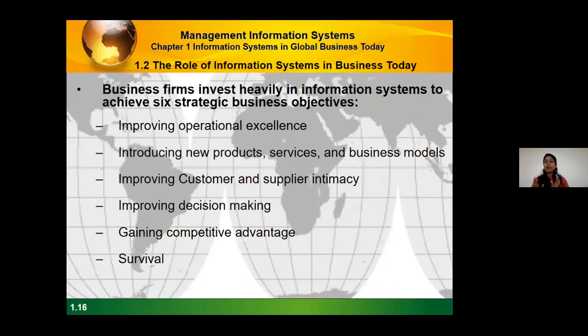So likewise, we can observe the 6 main objectives available inside the organization that can be achieved more efficiently by using information systems. So what are these 6 objectives? Improving operational excellence, introducing new products, services and business models, improving customer and supplier intimacy, improving decision making, gaining competitive advantage, and survival. We are going to discuss each of these objectives in detail from the next slide.